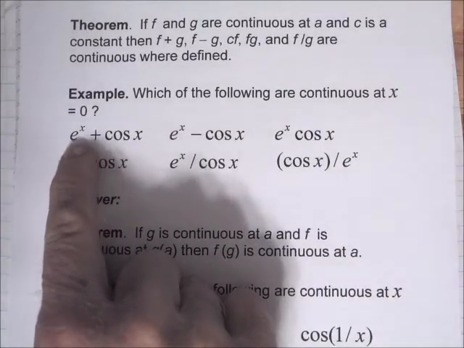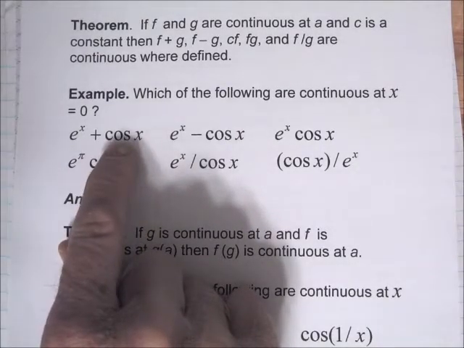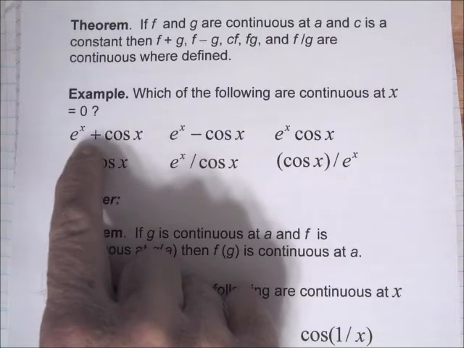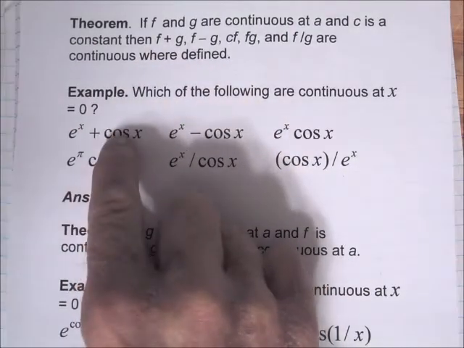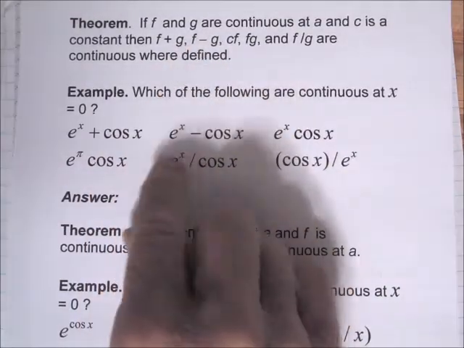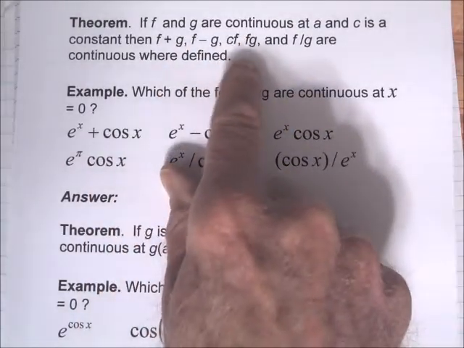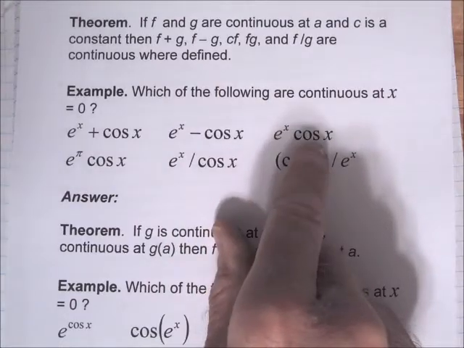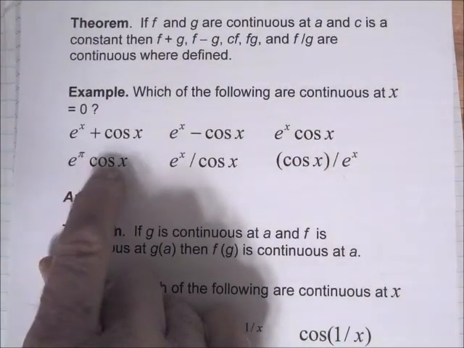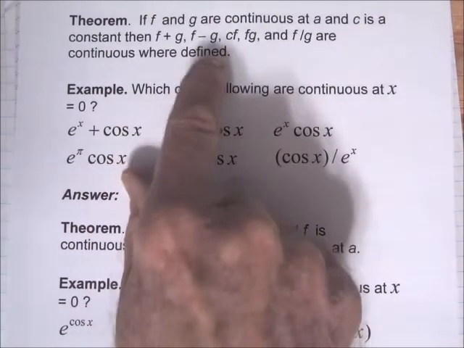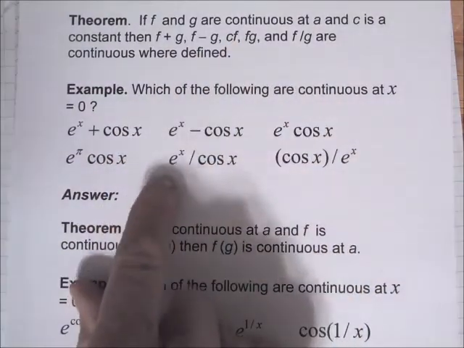So exponential and cosine are both continuous, and if we add them, the sum of two continuous functions is continuous. The difference of two continuous functions is continuous. The product of two continuous functions is continuous. E to the pi is just a constant, so a constant times a continuous function is continuous.